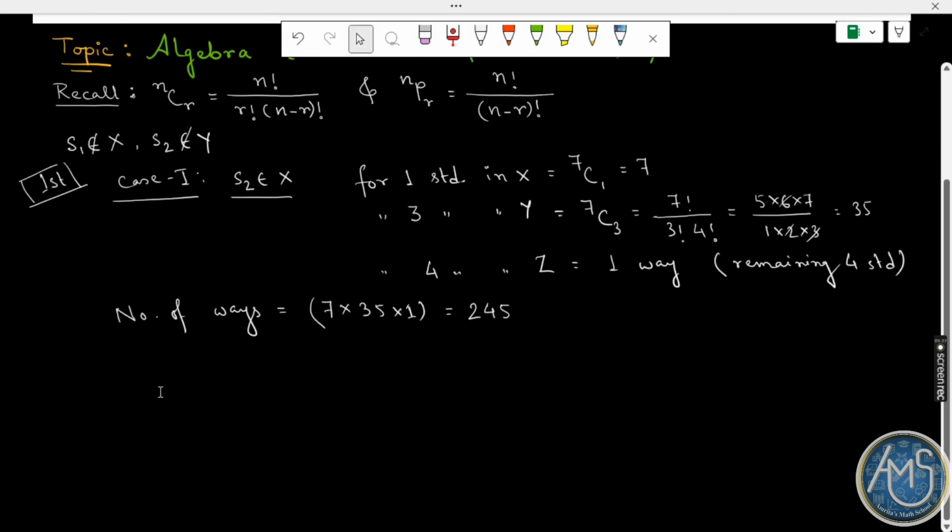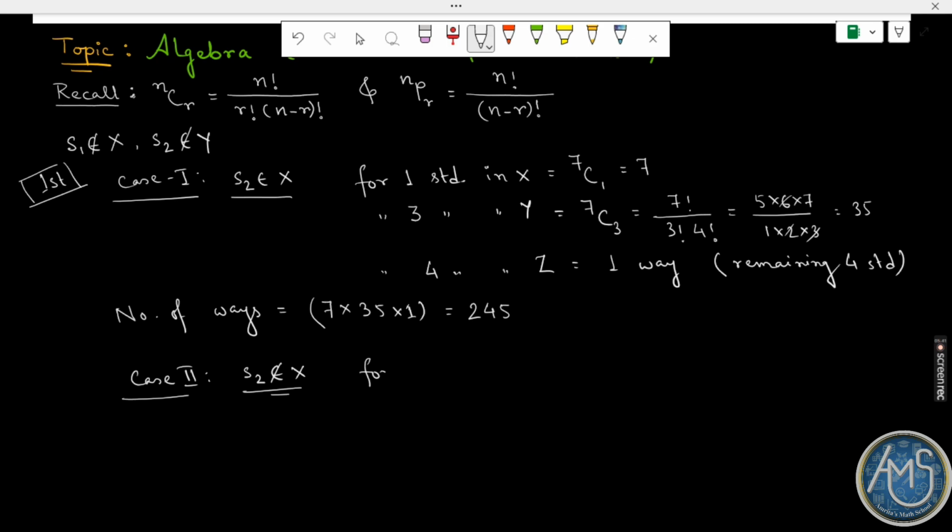Now case 2. That is, if S2 is not in X, neither S1 nor S2 is in X. So in that case, we have to select all the 2 students for team X, and S1 is not in X, S2 is also not in X. So we have to remove 2 students from 9 students. So how many students are left? 7. So 7C2. So 7 factorial by 2 factorial into (7 minus 2), 5 factorial. If you calculate, it will be 21.